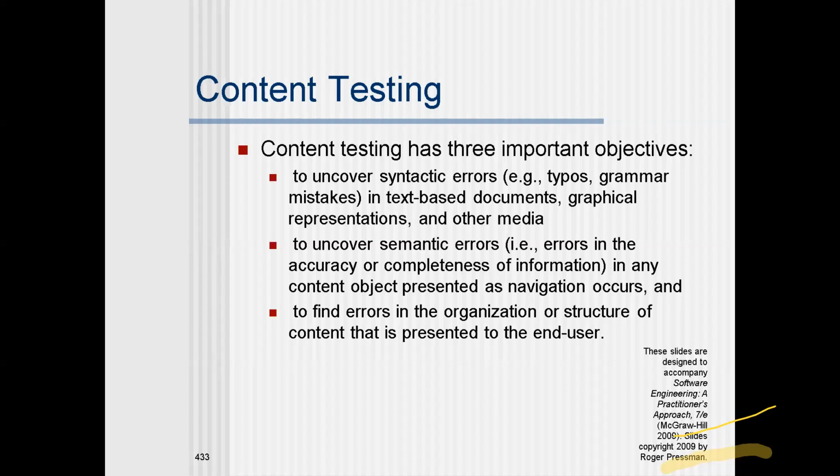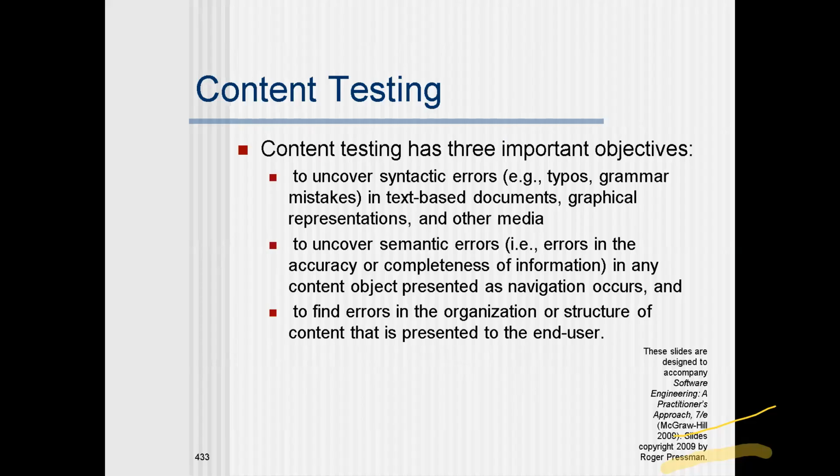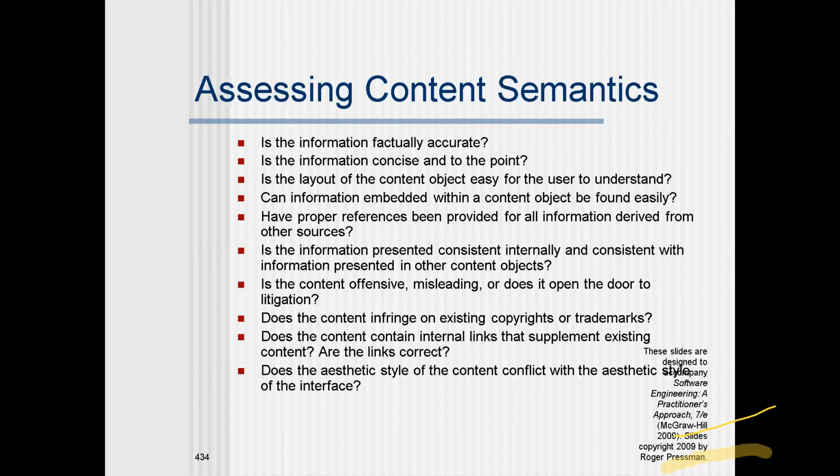The third objective is to find errors in the organization and structure of the content that is presented to the end user. I would also be checking against the organization policy so that no content contradicts the organization policy and things like that. Next is assessing content semantics. How will you test the semantics of the content? Is the information factually accurate?